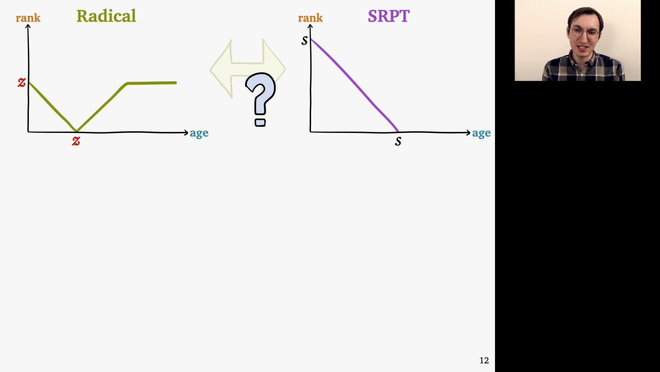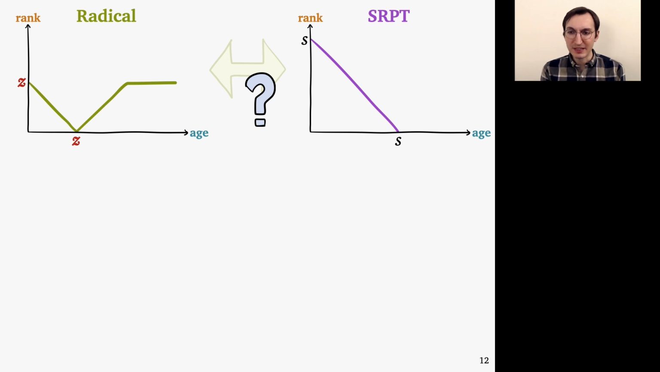It's because even though their rank functions happen to coincide when there's no noise, if there's even a little bit of noise, then the fact that Radical starts at Z and then goes down to Z turns out to be different enough from starting at S and going down to S that it's hard to do this direct comparison.